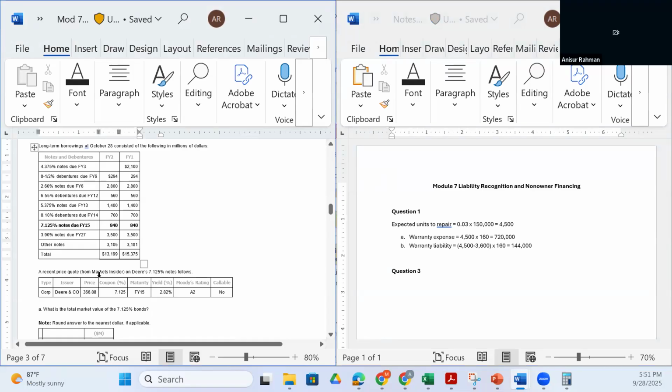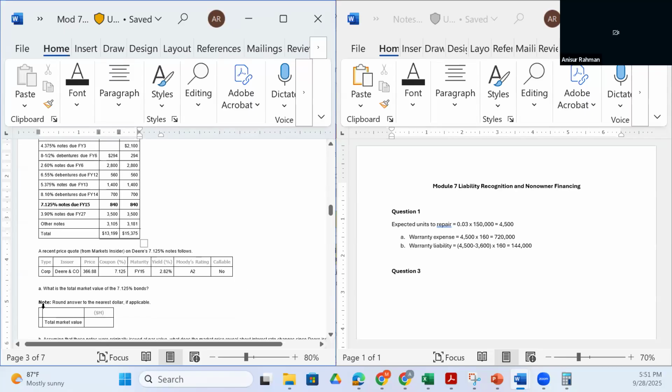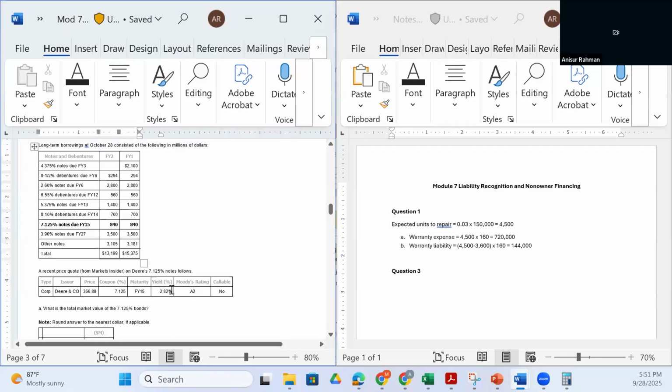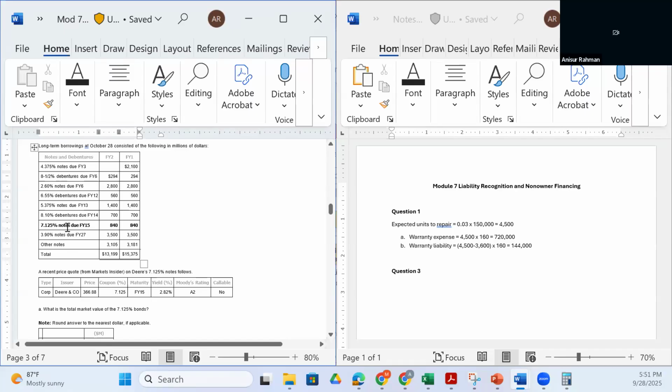A recent price quote from Markets Insider on Deere's 7.125% notes follows. Okay, what is the total market value of the 7.125% bonds? Now these are individual bonds, right? We are working on only this bond.